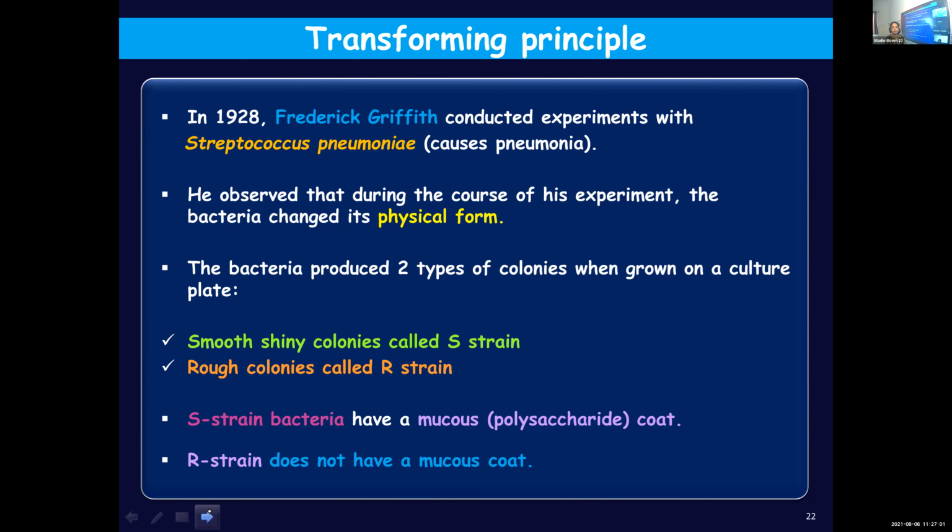One was having a smooth or a mucus coating around it, and he called that strain S strain. Whereas in the other colony of bacteria, this mucus coat was absent, and hence he called it R strain. R strain and S strain. The difference between both is that R strain lacks that mucus coating, which makes its surface rough, whereas S strain has a mucus coating which makes the bacterial colony very smooth. Okay, Nandana?